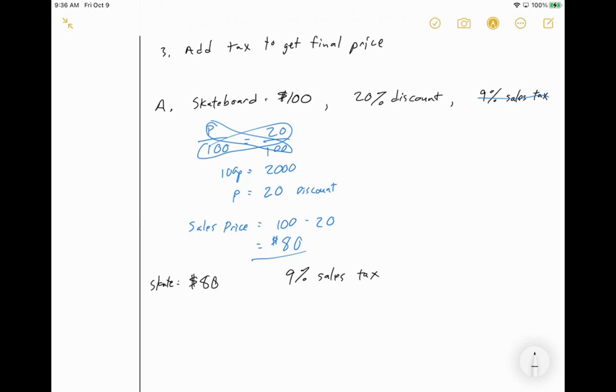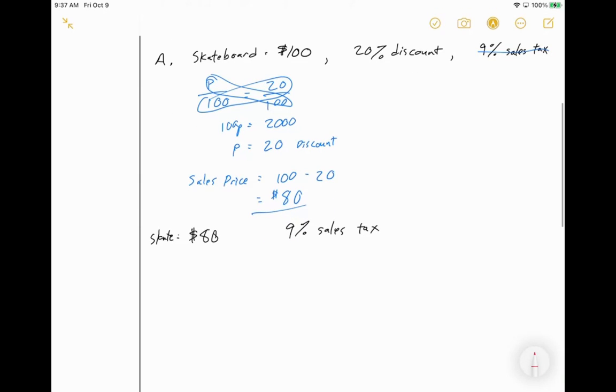And I don't worry about the skateboard being $100 anymore, or the discount being 20% anymore, right? That's already gone. I moved on from it. Now it's a new problem. So now let's just do this sales tax problem, which is what we did for the last couple of days, right? Sales tax. So go ahead and do that.